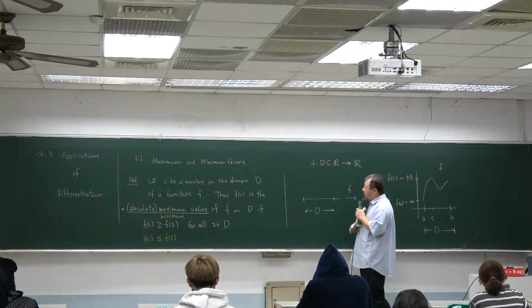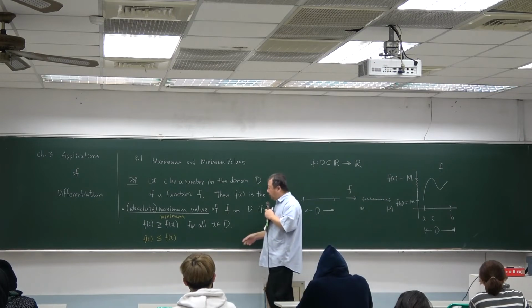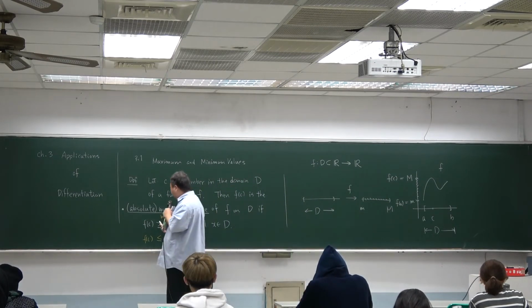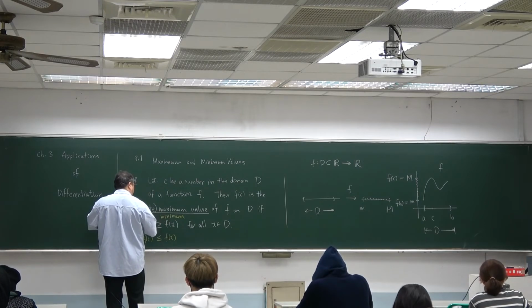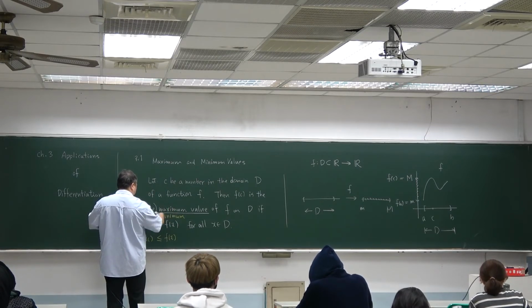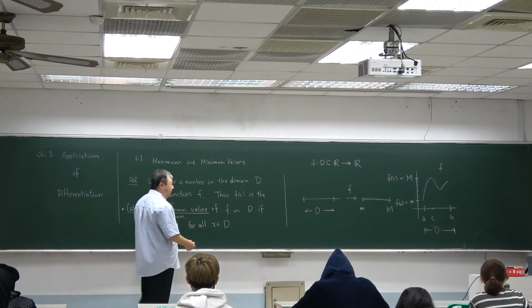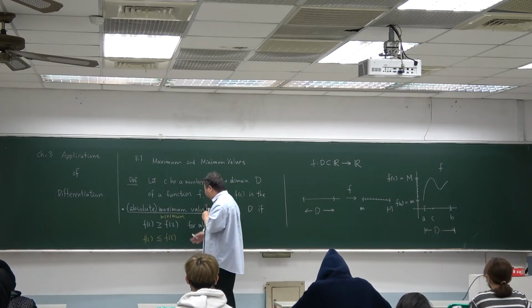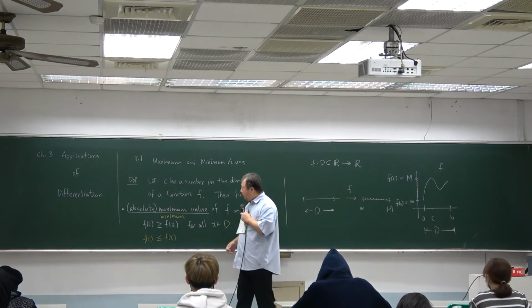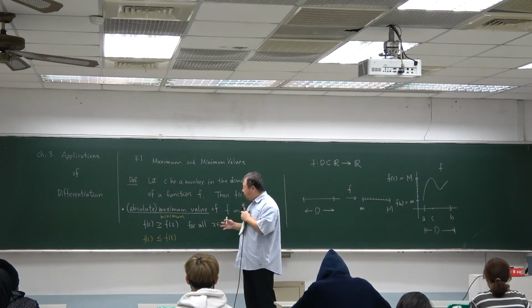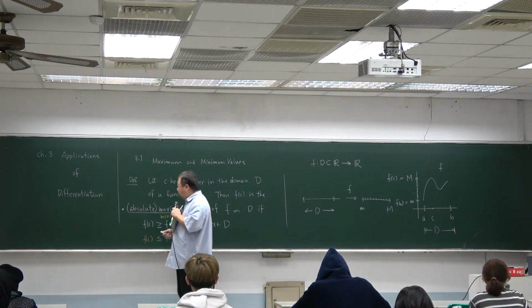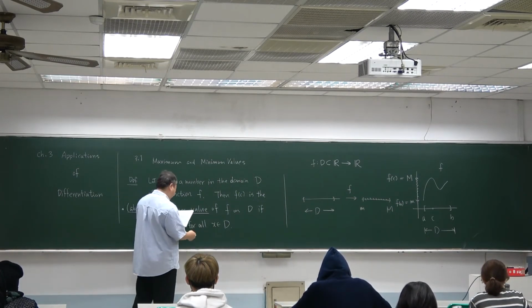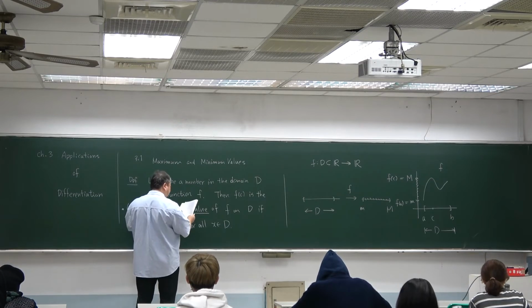Okay, some textbooks call the absolute maximum the global maximum, and the absolute minimum the global minimum, or briefly maximum and minimum. Maximum and minimum together are called extremum. So we have another terminology.